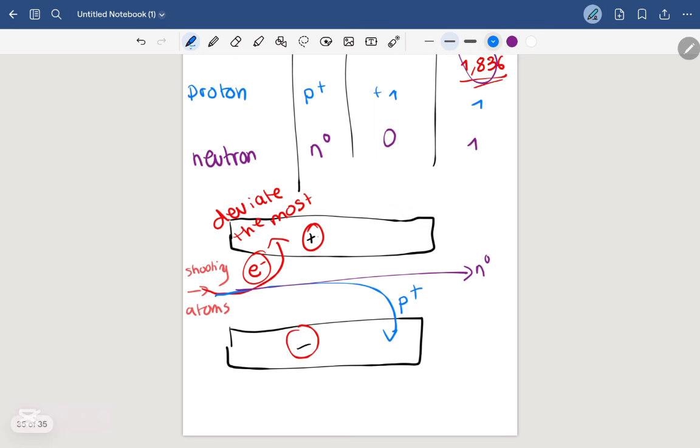We move on to the proton. Proton will deviate, but they will deviate less. Now, what do we also notice? This is negative and this is positive. So positive and negative attract, positive and positive repel. Last but not least, there is no deviation for the neutron. It does not change the motion. Why? Because it's not attracted to either positive or negative. It has no charge. So it's not attracted to this, it's not attracted to this, and it's not repelled from either.